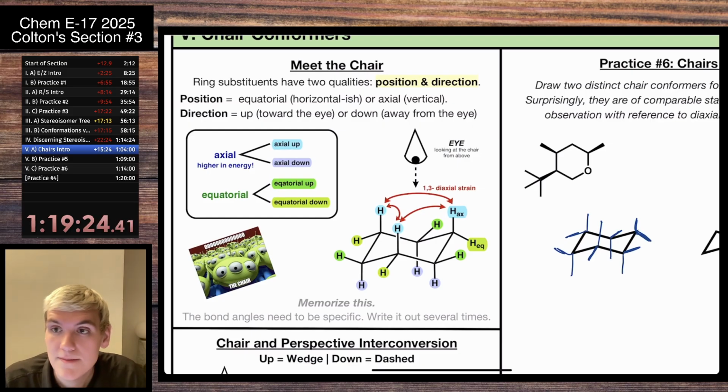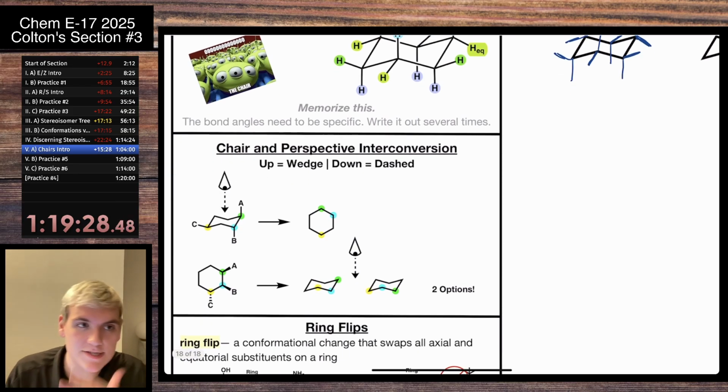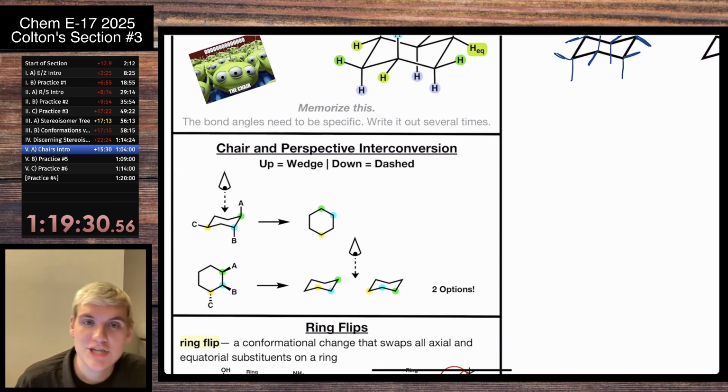Now, the most essential skill for a chair that you need to be able to do is to convert between a chair structure and a perspective drawing with wedges and dashes. That's going to be the core thing. It's a PSET question. It'll definitely be an exam question. It's the classic skill. So the first thing is going from a chair to a perspective drawing with wedges and dashes, and that's going to be the easier option.